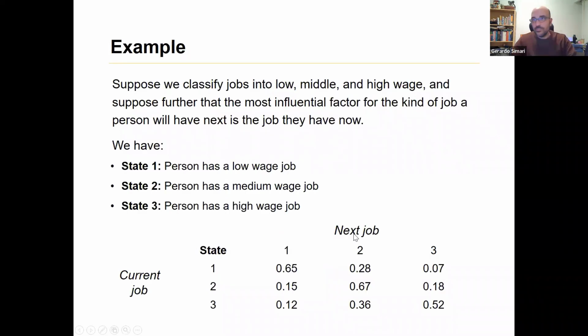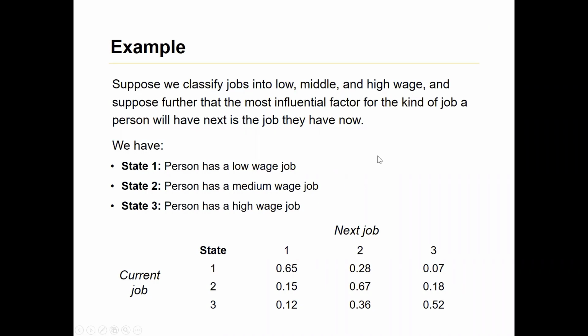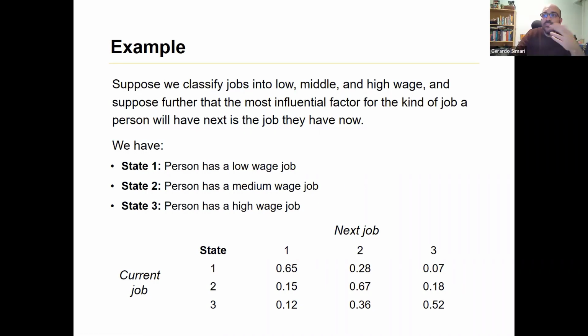So, example, suppose we classify jobs, jobs in general, it could be either low, middle, or high wage. So the difference, how much money they get paid for doing the job. And suppose further that the most influential factor for the kind of job that a person will have next, so the next job that they'll get, is the job they have right now. So that's a pretty standard thing to think about, right? So if you are a person with a low-paying job, you're in state 1, medium-paying, state 2, high-paying, state 3.